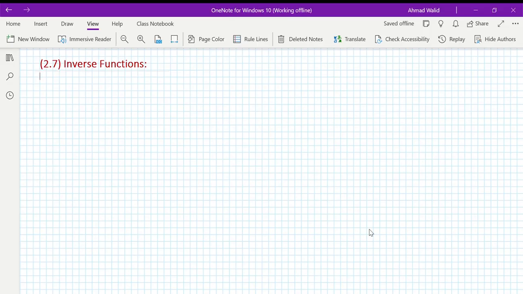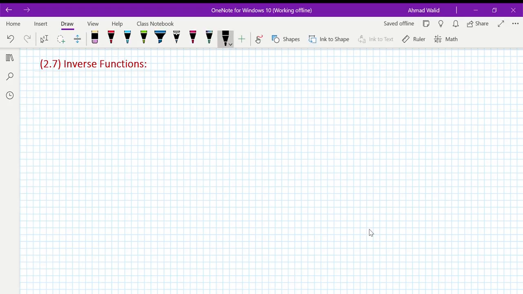Hello all, let's start section 2.7. 2.7 is inverse functions. Even before starting inverse functions, I change a little bit the order of topics in this section.